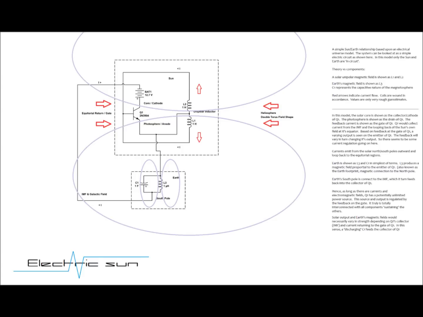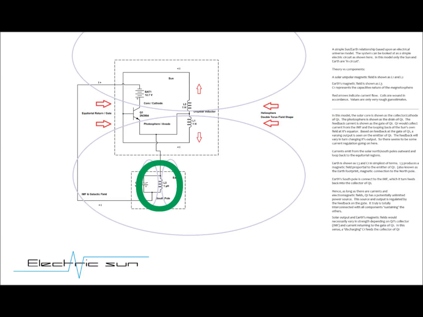Based on feedback at the gate of Q1, the varying output is seen on the emitter of Q1. The feedback will vary, in turn, changing Q1's output. So there seems to be some current regulation occurring here. Currents emit from the solar north and south poles outward, and loop back to the equatorial regions on the Sun. This can also represent the heliosphere.